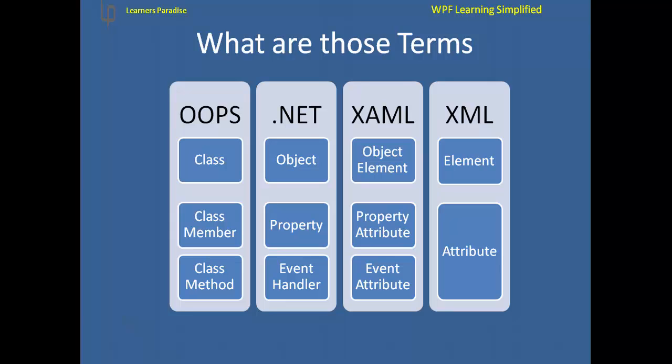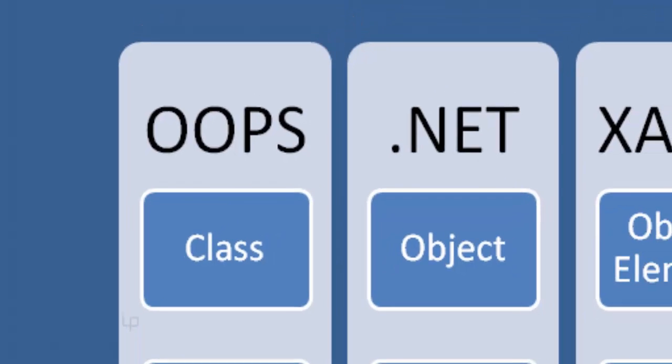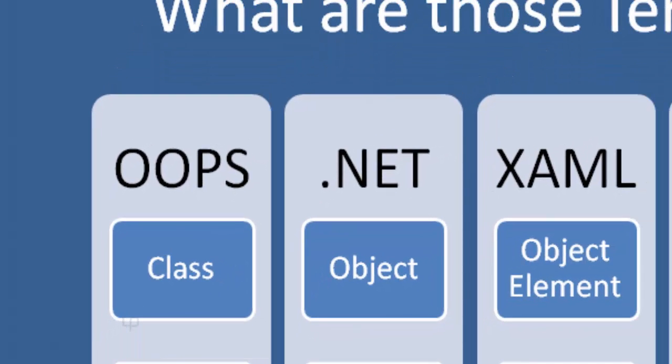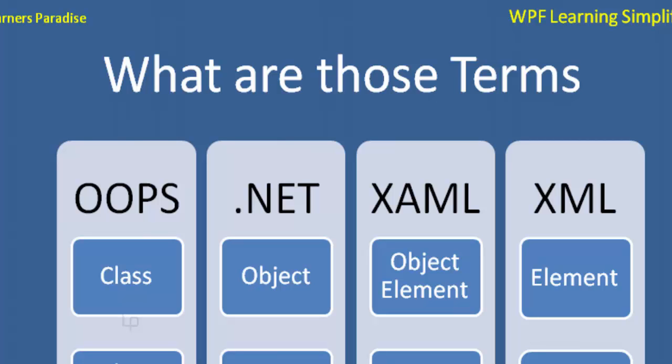Let us compare WPF with OOPS and then see what they are called in OOPS and how they map into WPF and .NET. To begin with, in object-oriented languages, that means OOPS, we have something called a class. This class maps to object in .NET, and in XAML it is called object element, and in XML it is just called an element.